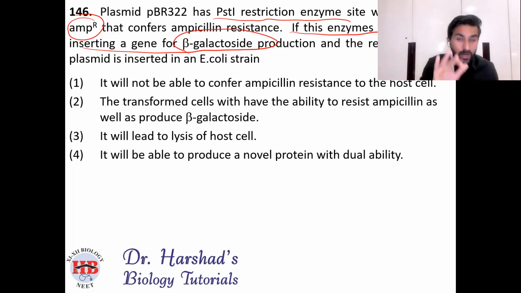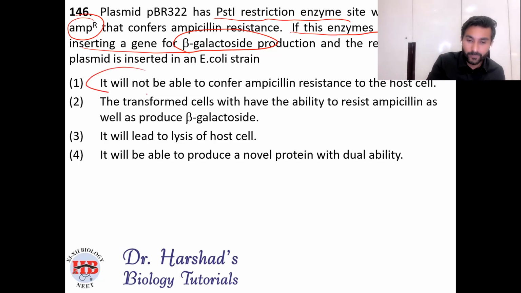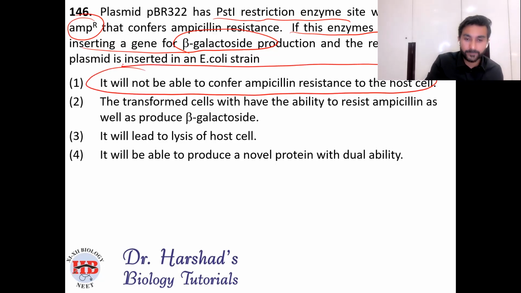If it becomes non-functional, that means the E. coli will not have resistance against ampicillin. In that case, our answer would be option number 1, because you have inserted your gene into the ampicillin resistance gene, thereby making it inactive. So our answer would be option number 1 in this case.